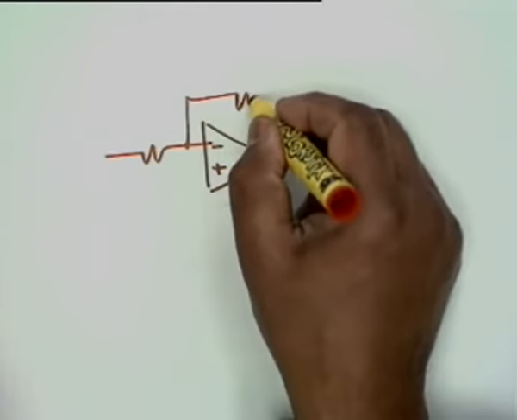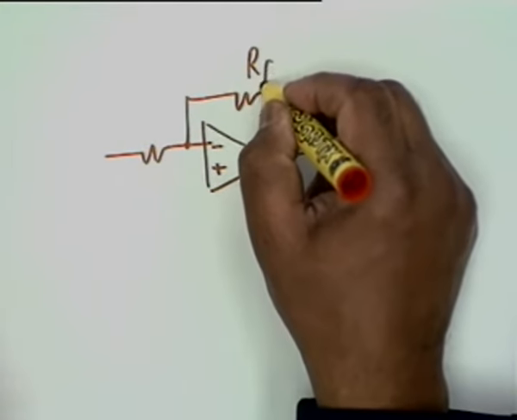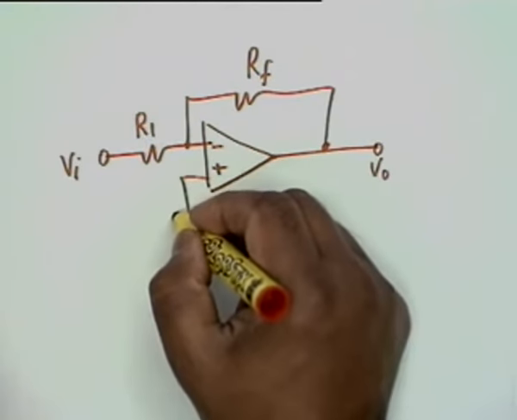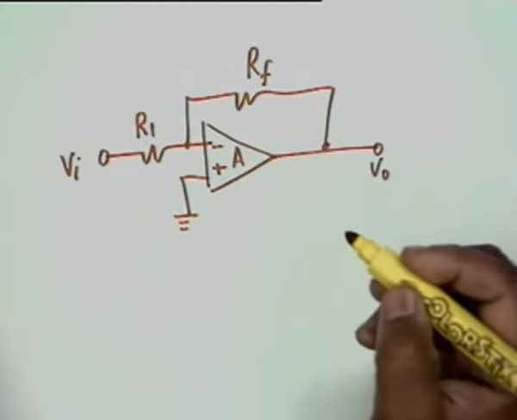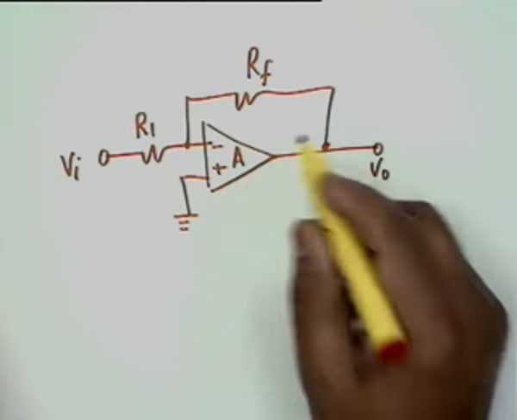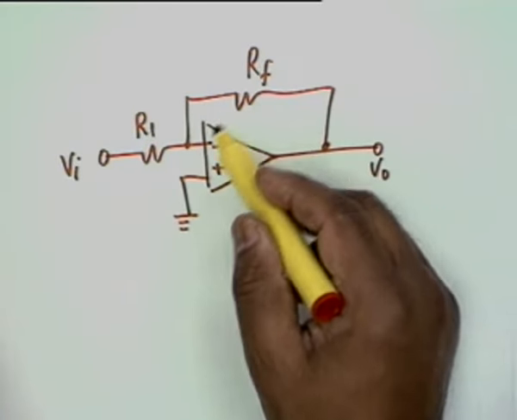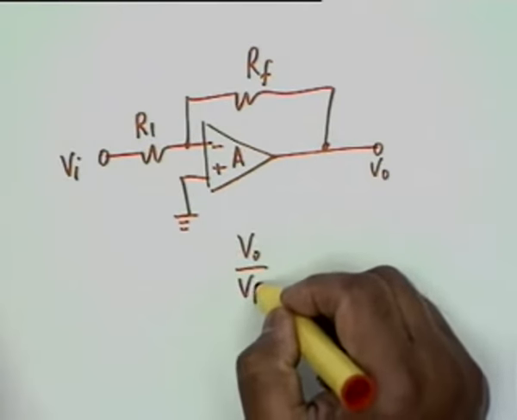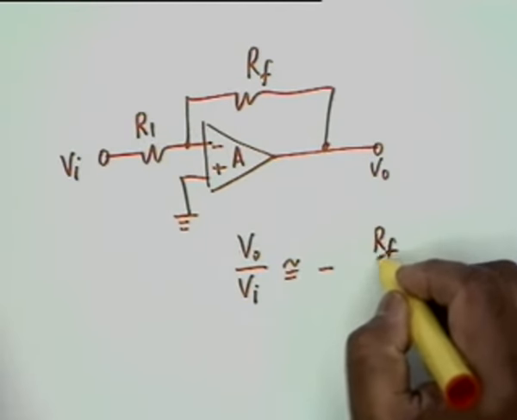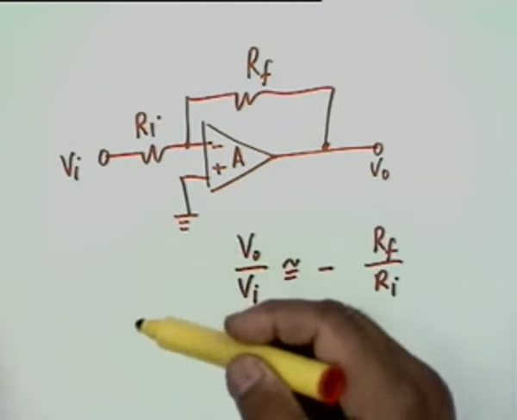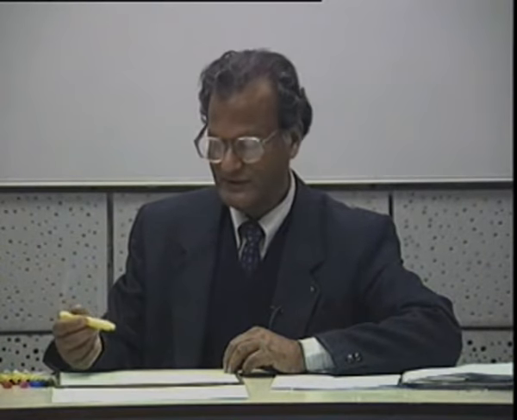If you have two resistances RF and RI, and your input is here, the output is here, this is grounded, the gain is A, and you know there is a negative feedback through RF, and if A is large, you know that V0 by VI is approximately equal to minus RF by RI. That is, the gain is controlled only by the external resistors and by the feedback network. RF and RI is the feedback network. Okay, this is one of the manifestations.